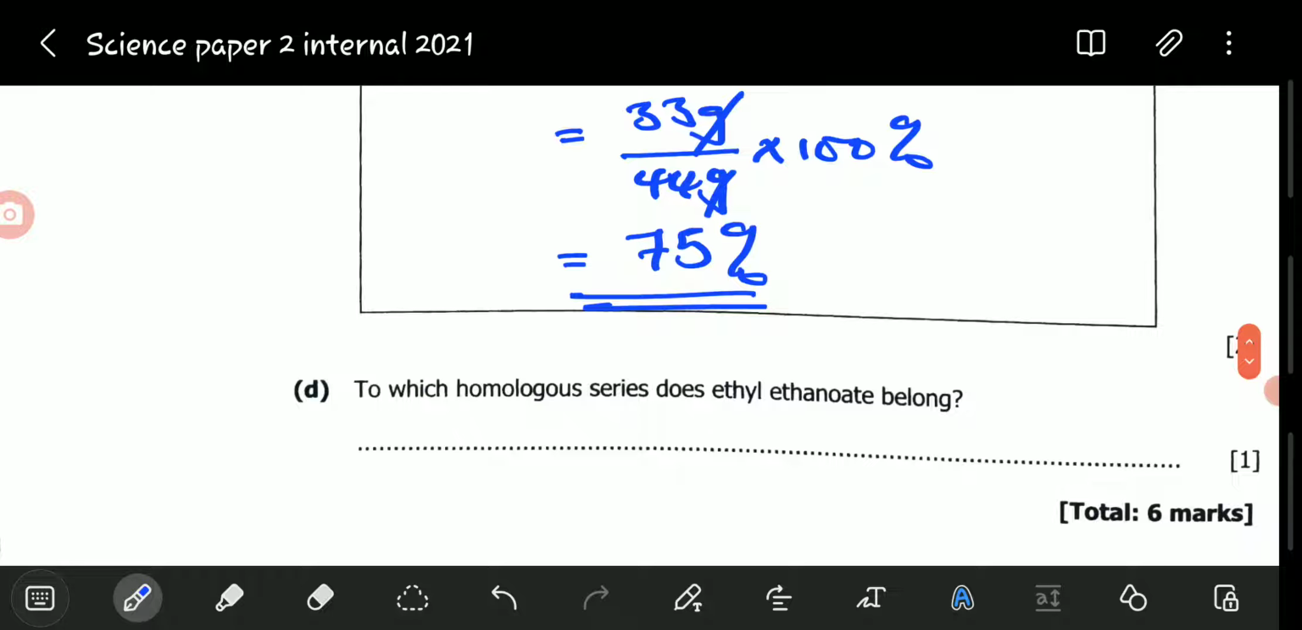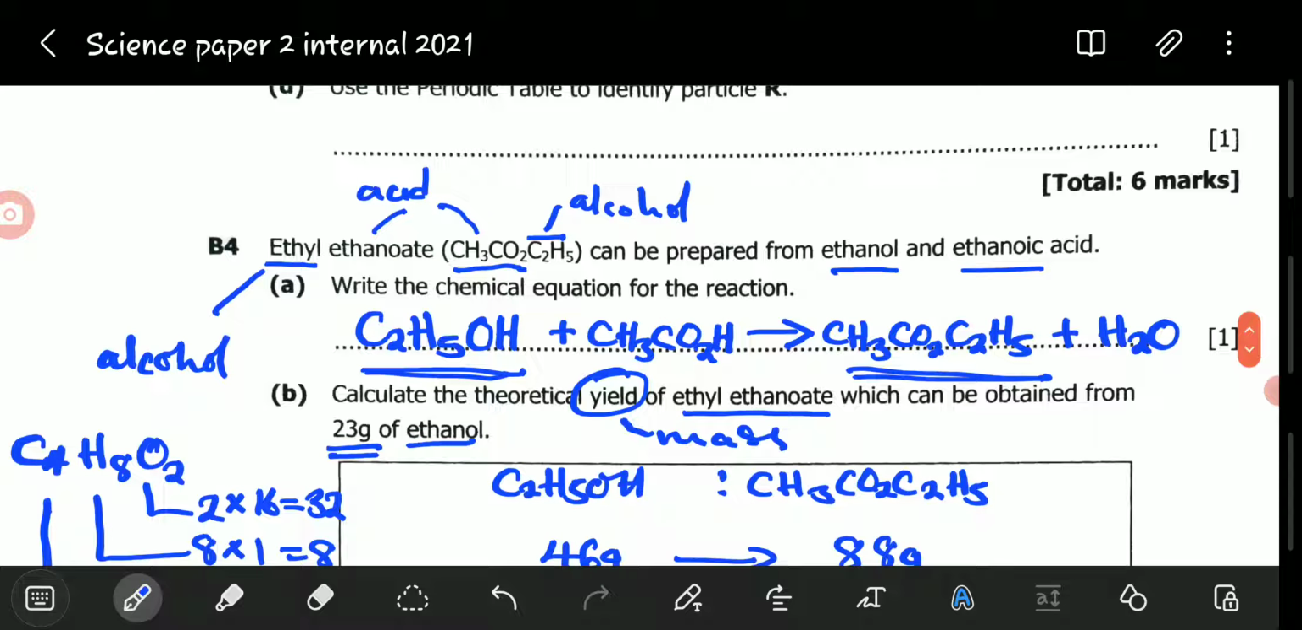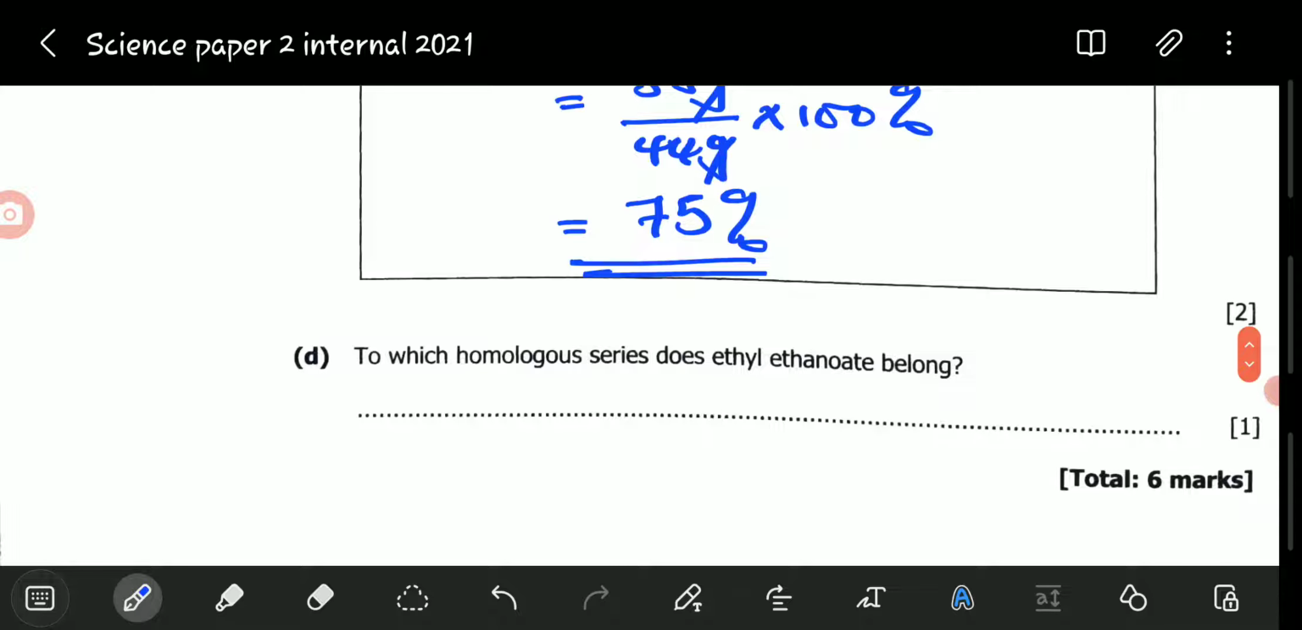All right, we proceed to D. To which homologous series does ethyl ethanoate belong to? I think I said it in the early stages of the question. When I was talking about this, I said this belongs to a group of compounds called esters. So the homologous series is esters. So these are esters.